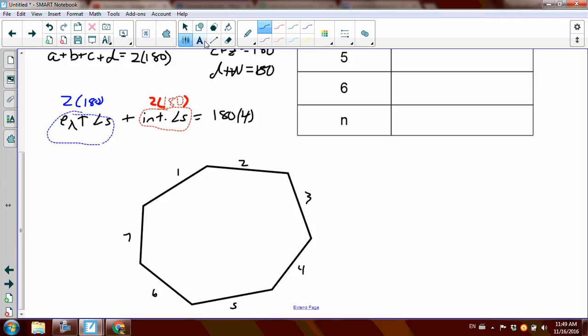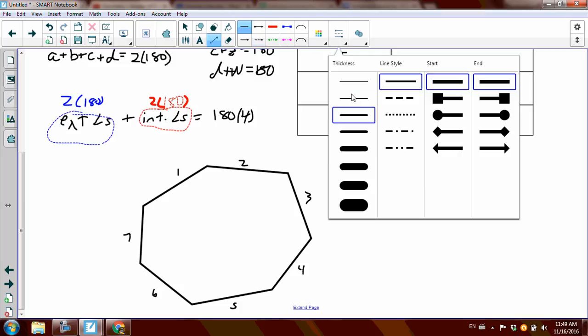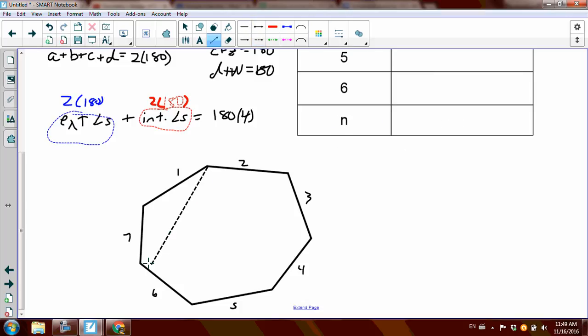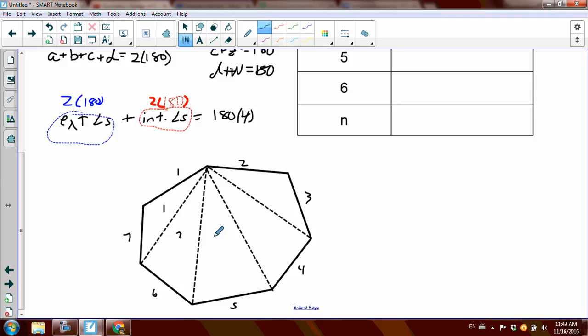The interior angles, how many hidden triangles is it going to have? Well, there are 1, 2, 3, 4, 5. So the interior angles sum is 5 times 180 because it's a 7-sided polygon. So there are 5 hidden triangles inside times 180.